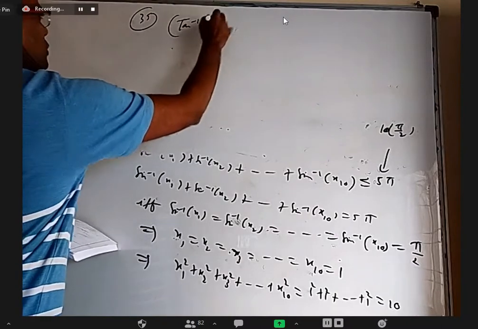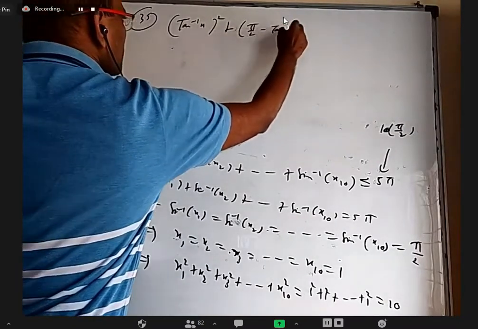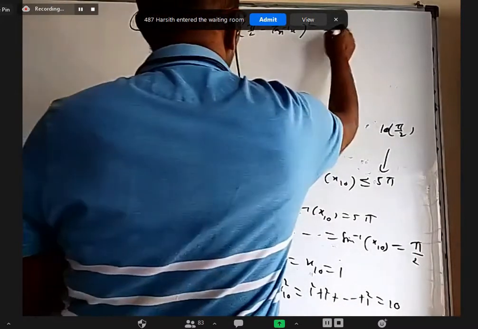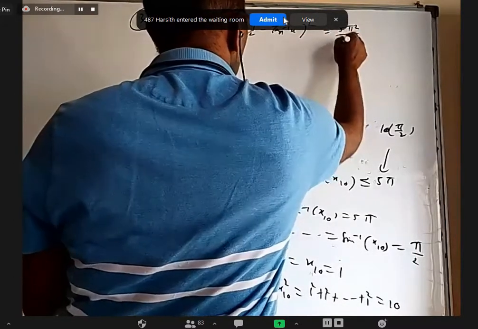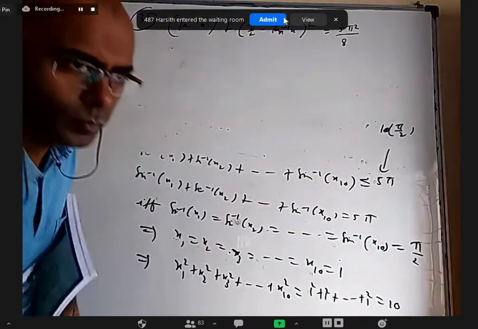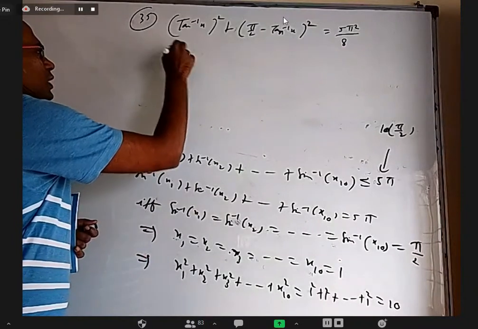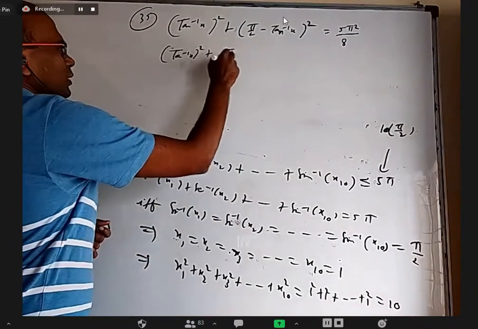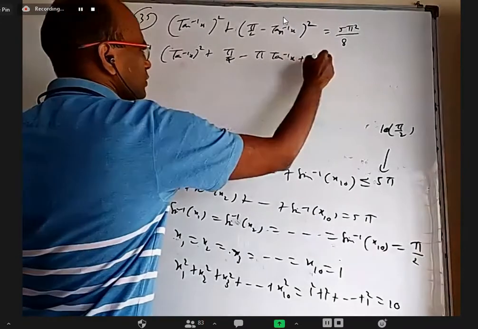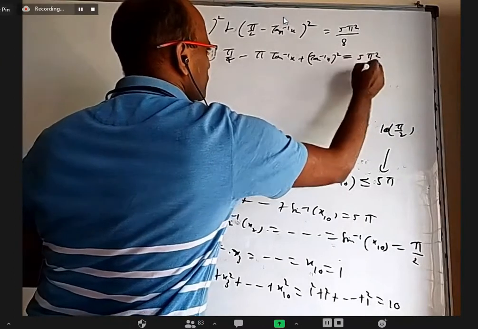Tan inverse x whole square plus pi by 2 minus tan inverse x whole square equal to 5 pi square by 8. This is tan inverse x whole square. This is pi square by 4 minus pi tan inverse x plus tan inverse x whole square, equal to 5 pi square by 8.